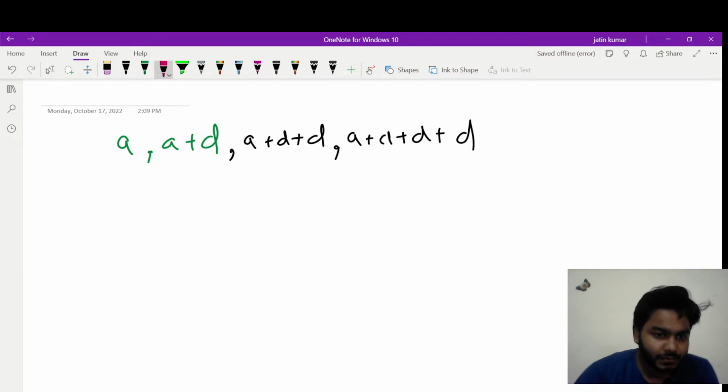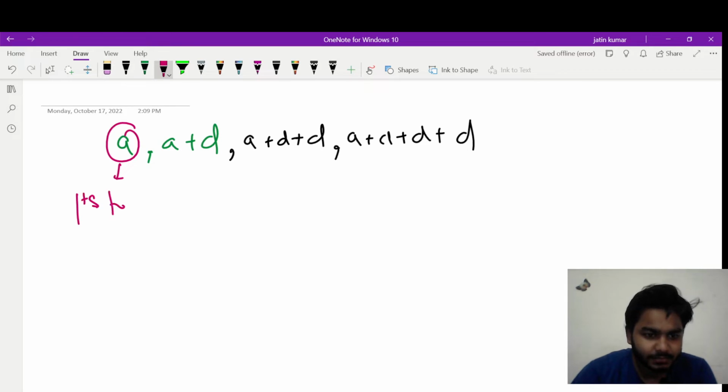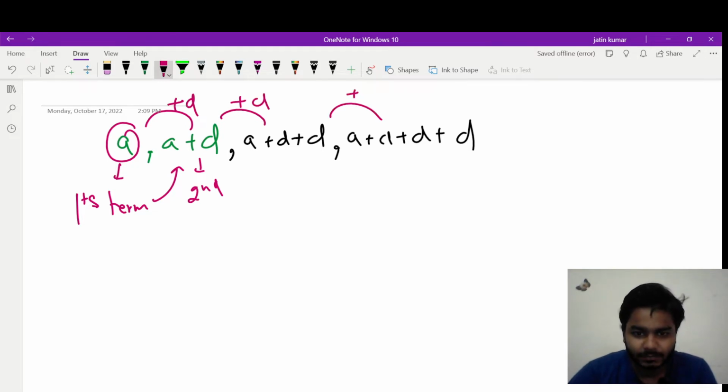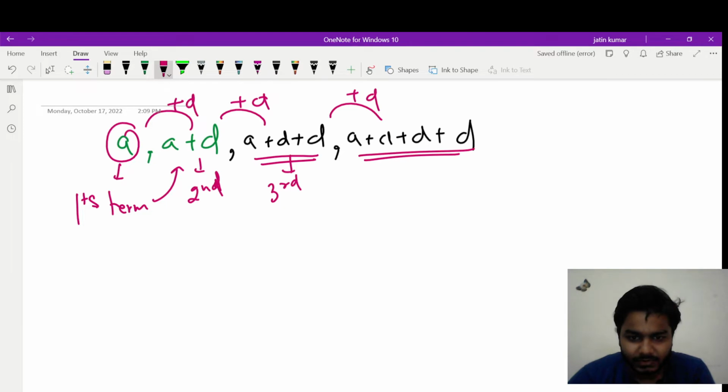Here if you observe, A is the first term. If you add D to it, you will reach the second term. So A plus D is the second term because you have added D. You are adding D in each term to move on to the next term. So this is the second term and if you add one more D, you will reach the third term. If you add one more D, you will reach the fourth term.